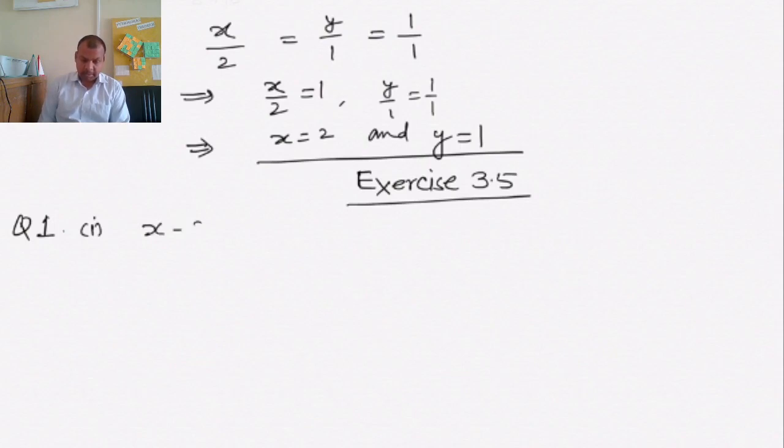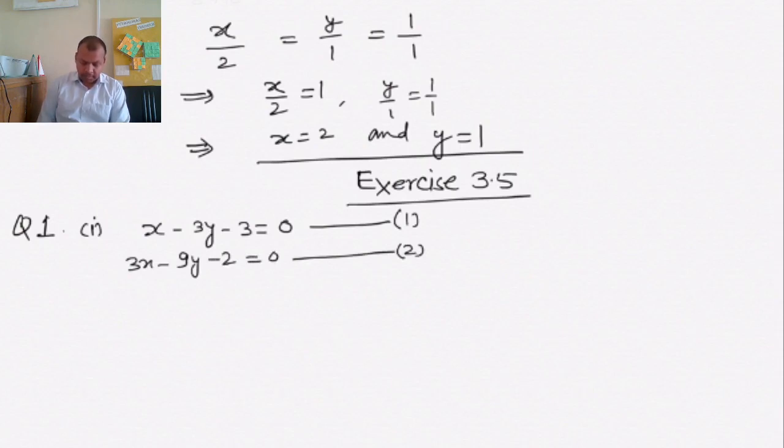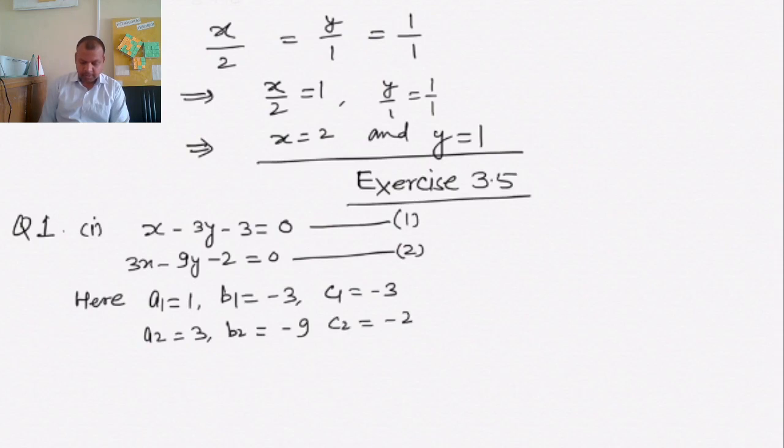We have x minus 3y minus 3 equal to 0. Let it be equation 1. And the second equation is 3x minus 9y minus 2 is equal to 0, equation number 2. So if we compare these two equations with a1x plus b1y plus c1 and a2x plus b2y plus c2 equal to 0, we get a1 is 1, b1 is minus 3, c1 is minus 3, a2 is equal to 3, b2 is minus 9 and c2 is equal to minus 2.